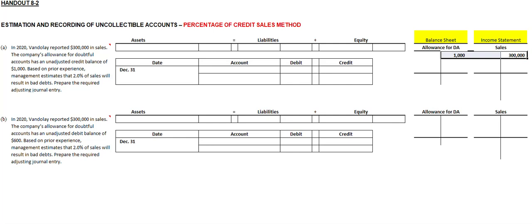We're also told that based on prior experience, management estimates that 2% of sales will result in bad debts. And we're then asked to prepare our required adjusting journal entries. So we take the $300,000 and we multiply it by 2%. That gives us $6,000 for our estimated bad debt expense for the year. So we're going to debit bad debt expense for $6,000, which of course will decrease stockholders' equity.